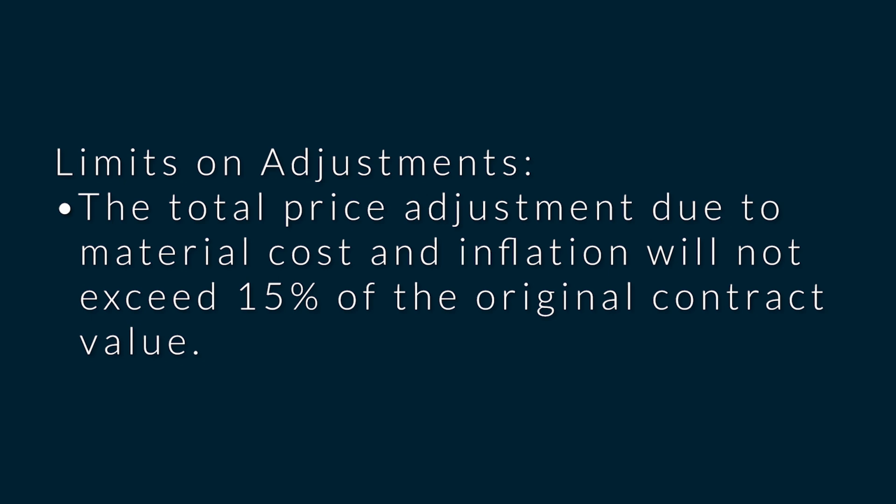Limits on adjustment. The total price adjusted due to material cost and inflation will not exceed 15% of the original contract value. And then you also go ahead and say, anytime before you adjust this one, you have to provide documentation that shows that the price needs to be adjusted. So that's a thing with the fixed price.